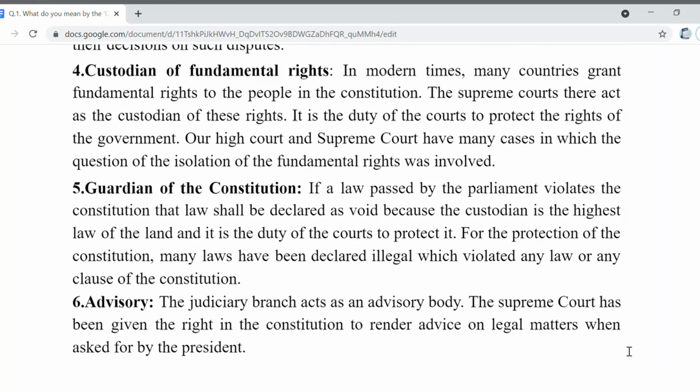Guardian of the Constitution. Of course, if a law passed by the Parliament violates the Constitution, that law shall be declared void because the Constitution is the highest law of the land and it is the duty of the court to protect it. So whatever laws and rules are made are protected through the court. The judiciary also acts as an advisory body. The Supreme Court has been given the right in the Constitution to render advice on legal matters when asked for by the president.